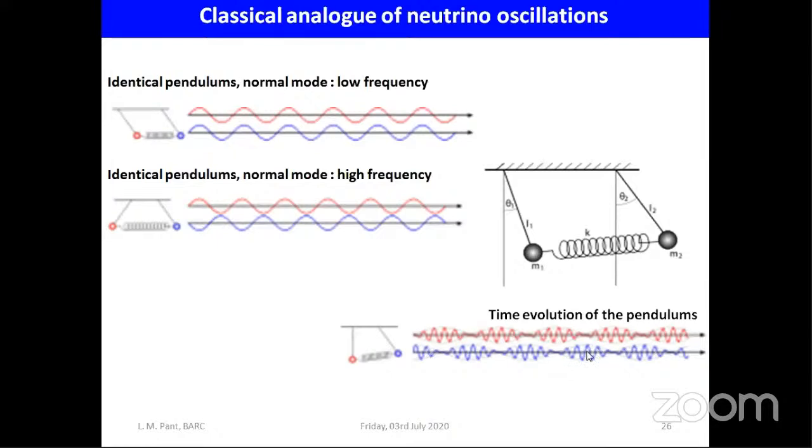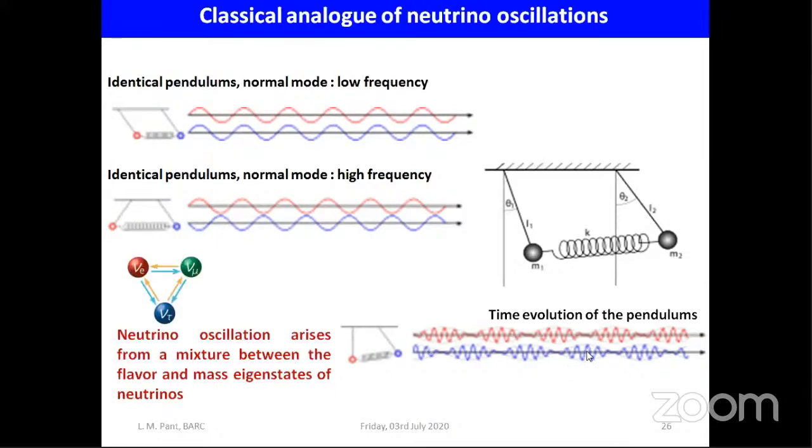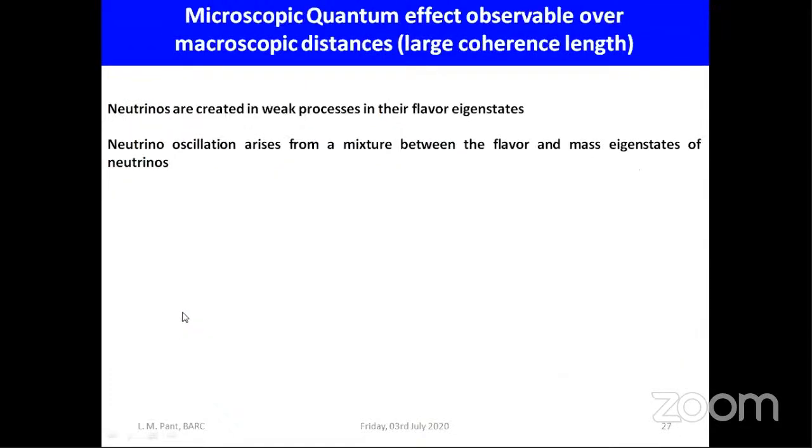You will see the red one oscillating and the blue one on the bottom, as shown. So neutrino oscillations arise from a mixture between the flavor and the mass eigenstates of the neutrinos. Right now we are talking about only the three flavors: the electron type, the muon type, and the tau type. Neutrinos are created in weak processes in their flavor eigenstates.